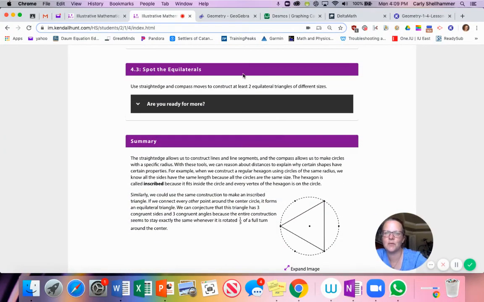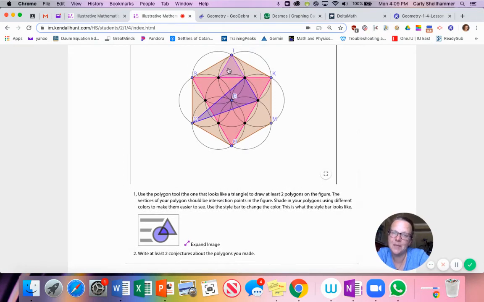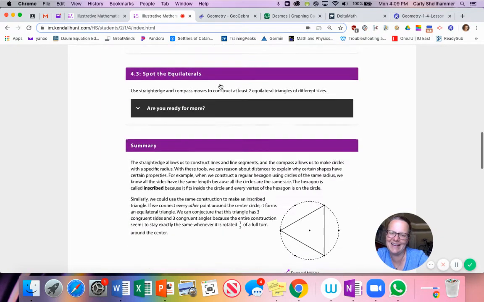So that was in 4.3. Use a straight edge and compass to draw at least 2 equilateral triangles of different sizes. I got a little crazy. So that purple one's an equilateral triangle and the pink one is an equilateral triangle and nothing else is. Sorry about that. Got a little crazy.